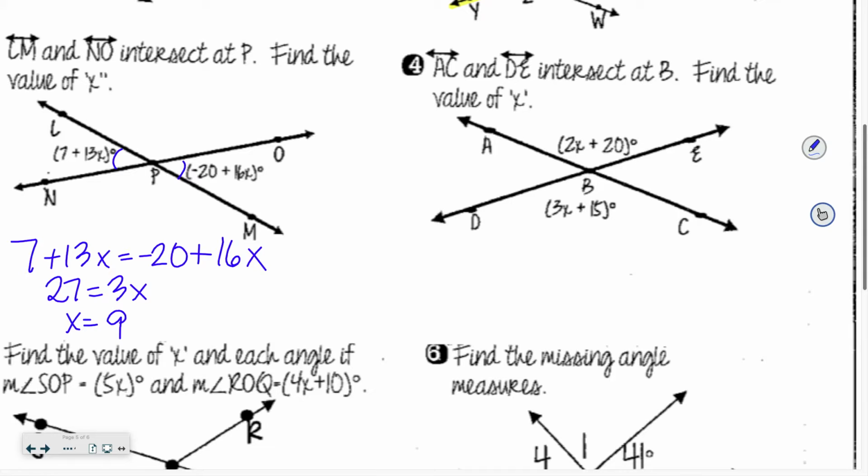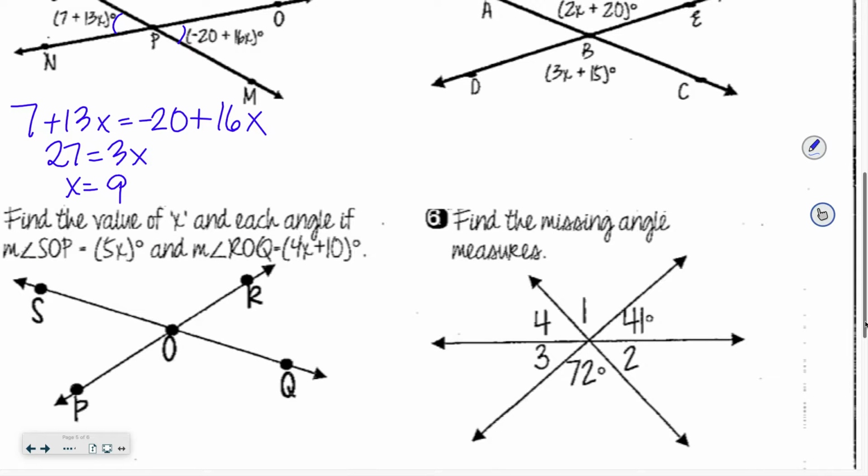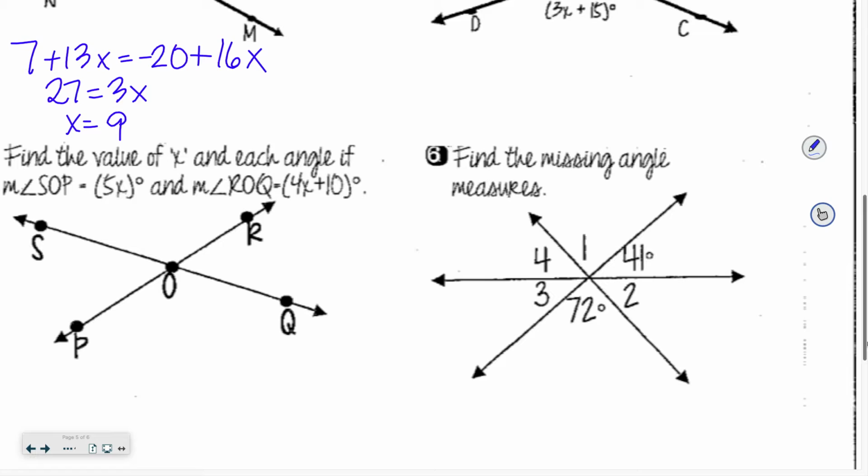All right, 4 is exactly the same. I don't feel the need to work that one. I think you can do that without me. All right, go down to 5 and 6. Now, 5 and 6 say find the value of X and each angle. So we are going to have to plug back in.